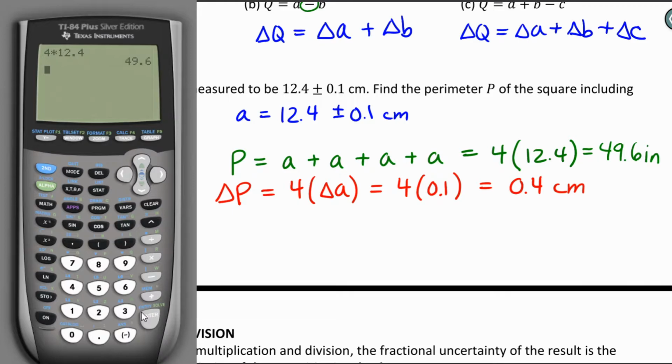So now let's state the perimeter of the square. The perimeter is equal to 49.6 plus or minus 0.4 centimeters.